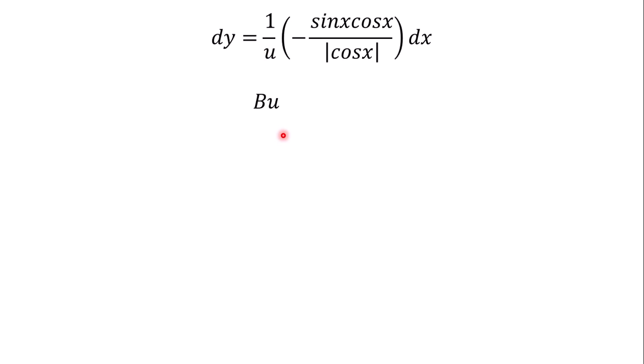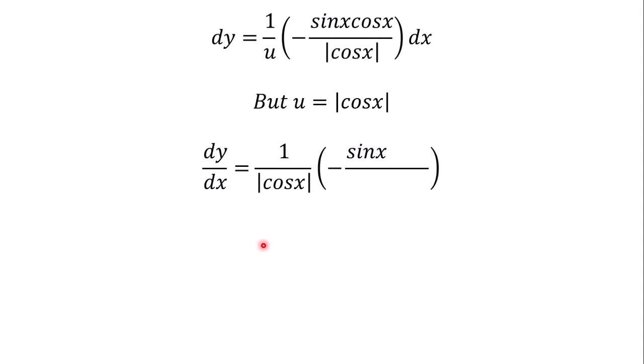Here also we know that u is equal to absolute value of what? cos x. So let's replace this u with the absolute value of cos x. So doing that, dy over dx is now equal to 1 over absolute value of what? cos x times minus sine x times cos x all over absolute value of what? cos x. Now let's open the bracket. When you open the bracket, this times this will give us what? Minus sine x cos x, and then this times this one will give us what? Absolute value of cos x squared.